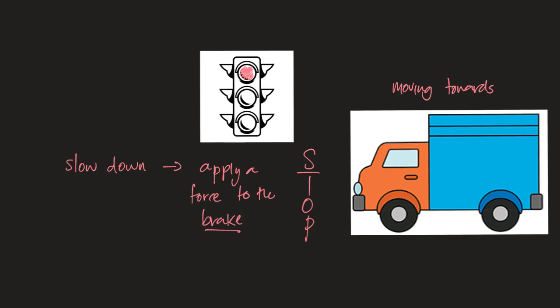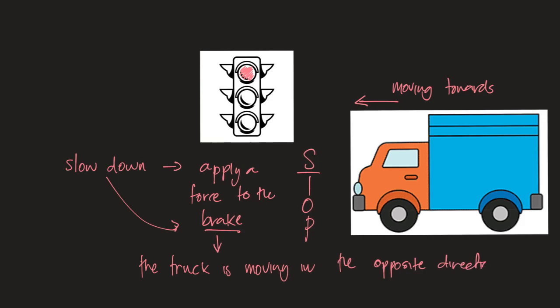So this is important. When we apply a force to the brake and the truck slows down, here it was moving towards the light, that was its motion. Now you're applying the brake, it's going to slow down, and we can say that the truck's acceleration is in the opposite direction of motion.